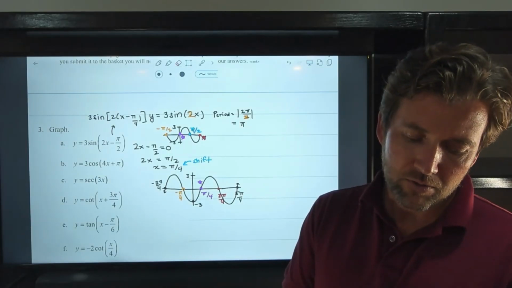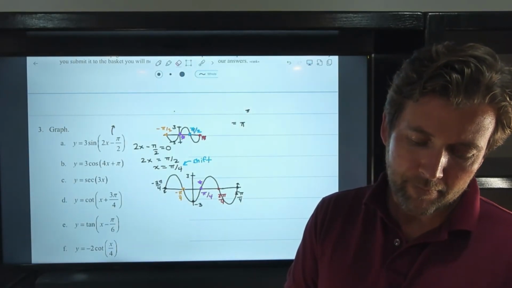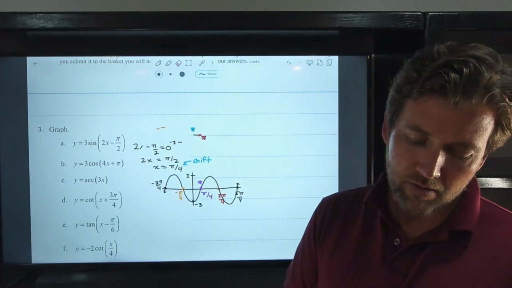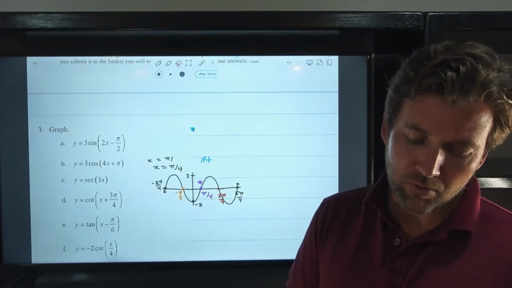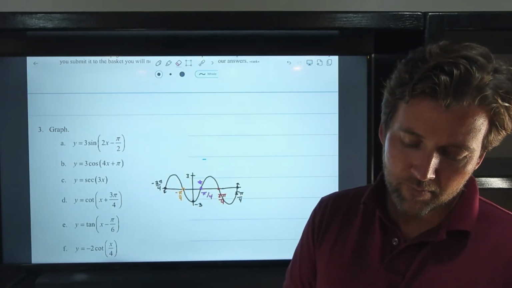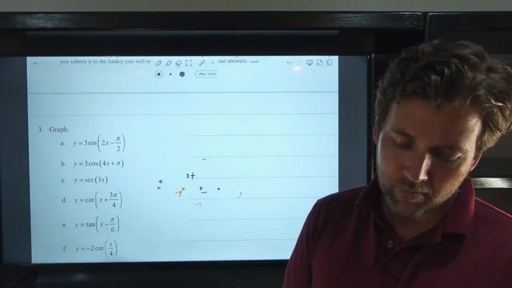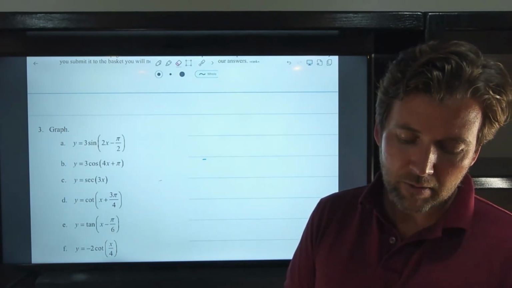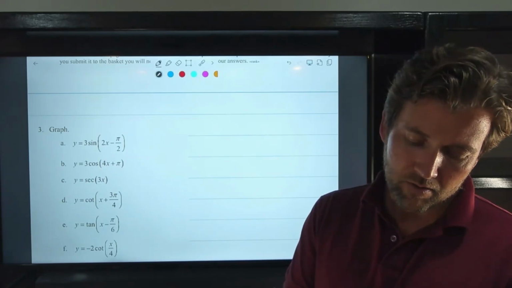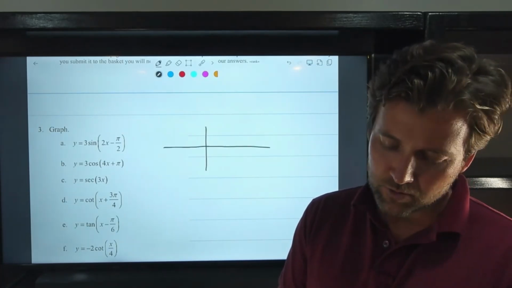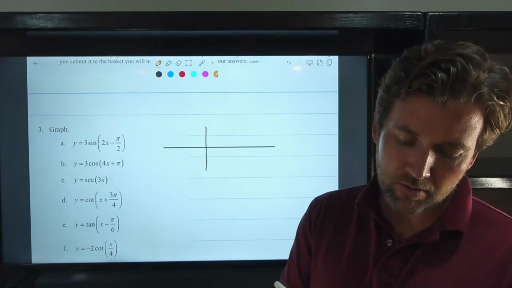So I'm actually going to erase all this and show you an alternative way of doing this problem that you might like better. So I was saying I'm going to find the y-intercept first.